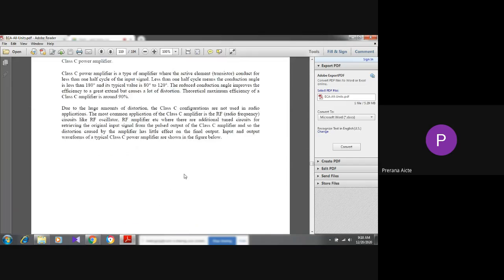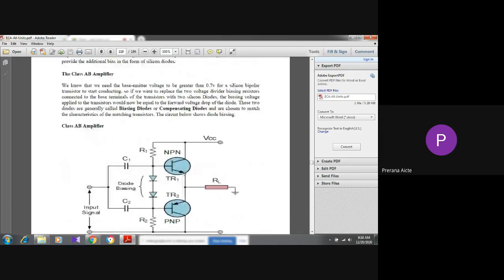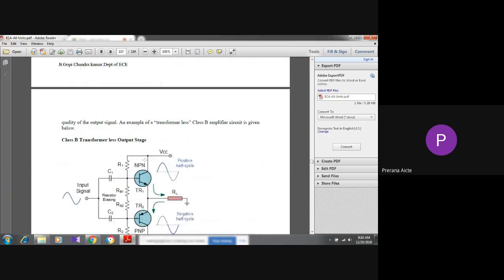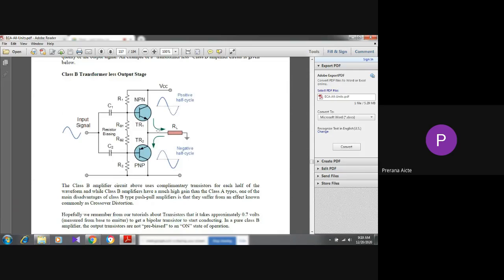So that is about this power amplifier concept. Another name for power amplifiers is large signal amplifiers. Is everything clear?